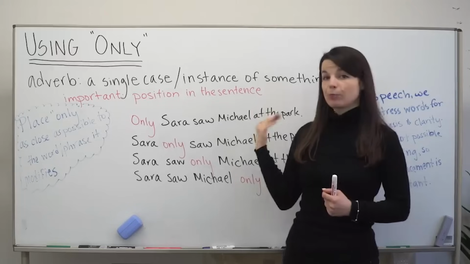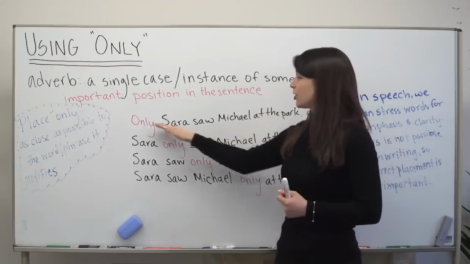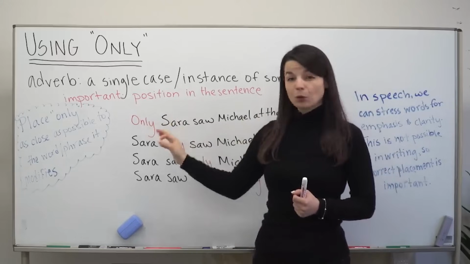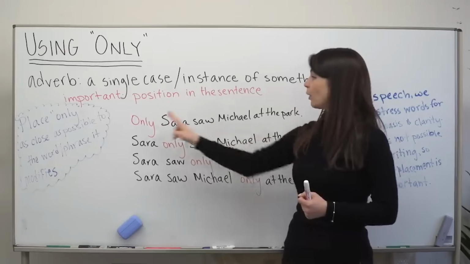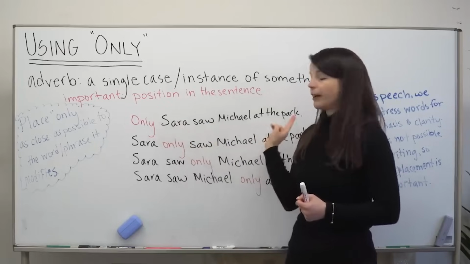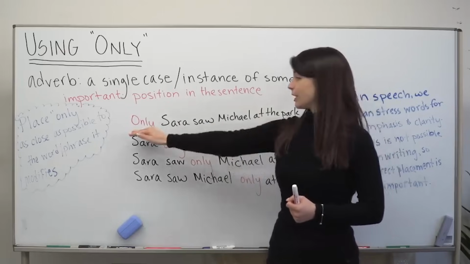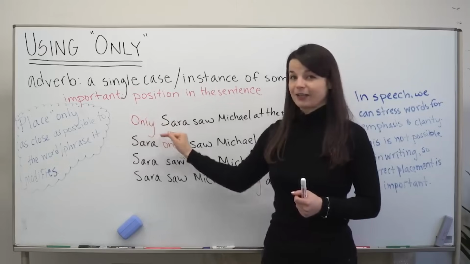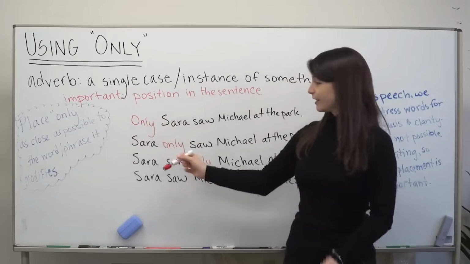Maybe there were other people in the group she was with, but she was the single person, the only person who saw Michael. So only Sarah saw Michael at the park. That's the meaning with the placement of only before Sarah here. Let's look at the next sentence.